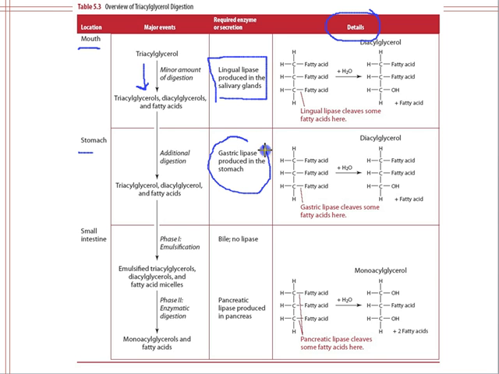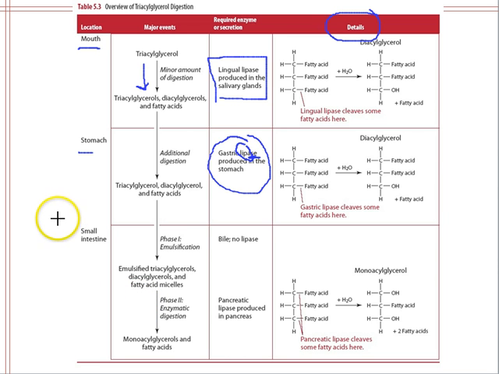Gastric lipase is produced in the stomach. And again, just kind of a reminder on nomenclature. Anytime you have that "ase," it means you're talking about an enzyme. And typically, the first part of it helps you determine what type of enzyme. So lipase is the lipid enzyme that helps to break down the lipids. So there's some digestion there. But again, it's really not a lot that happens in the stomach.